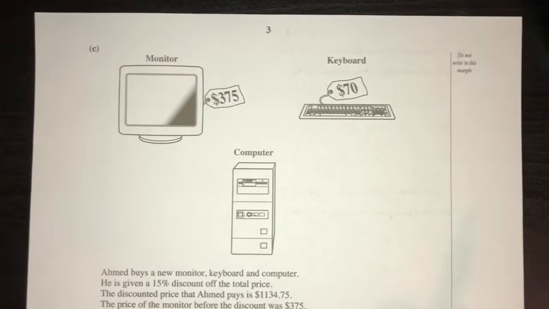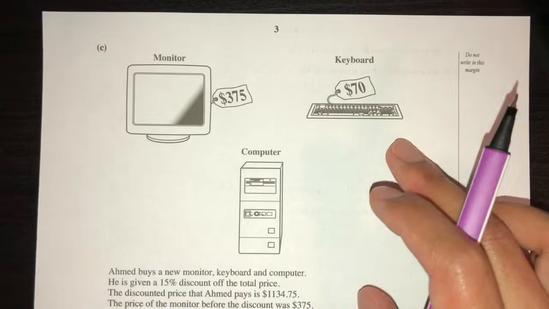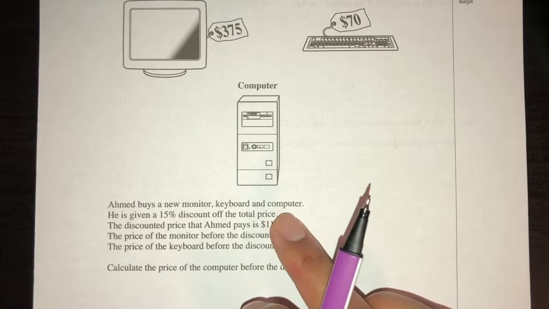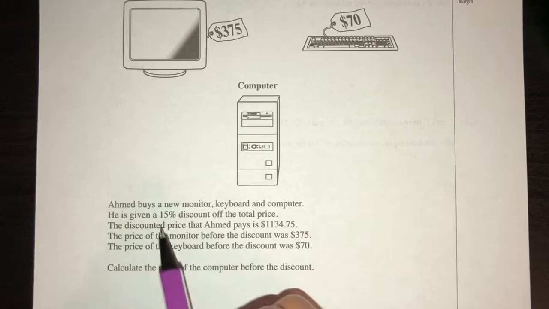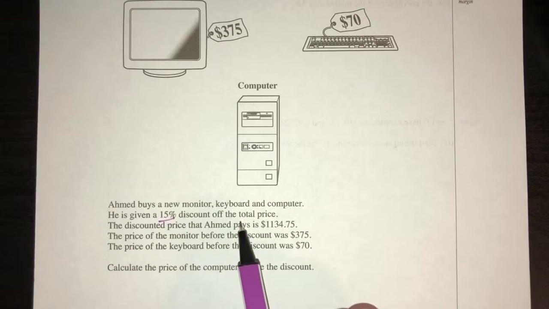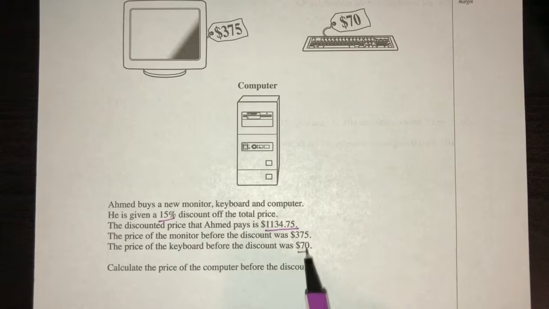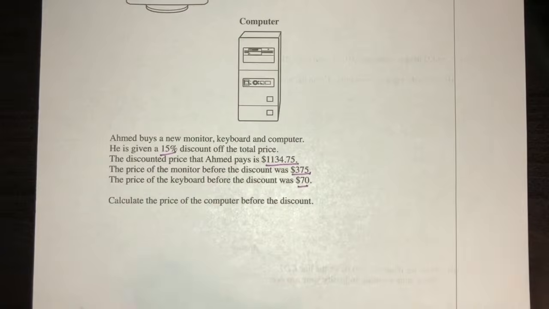Now let's move on to question part C. We have a monitor, a keyboard, and a computer, three products. Ahmed buys a new monitor, keyboard, and computer. He is given a 15% discount on the total price. The discount price that Ahmed pays is this much. The price of the monitor before discount was this, and the keyboard price before was 70. Now, the question is, calculate the price of the computer before the discount.